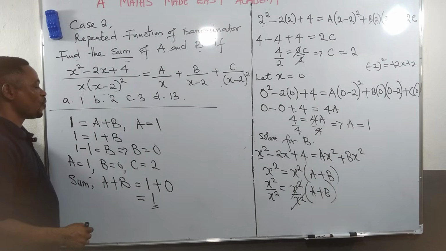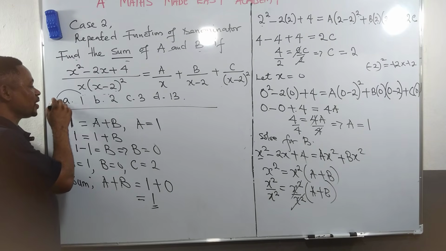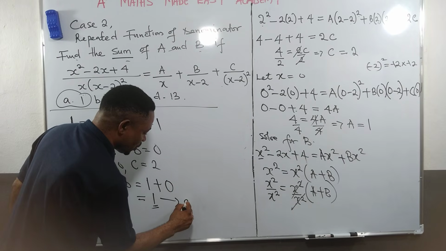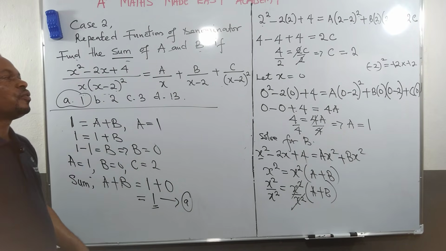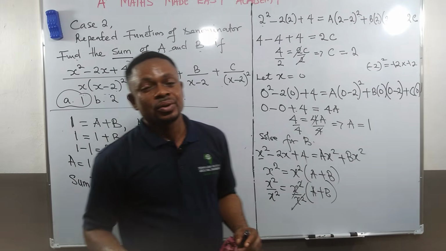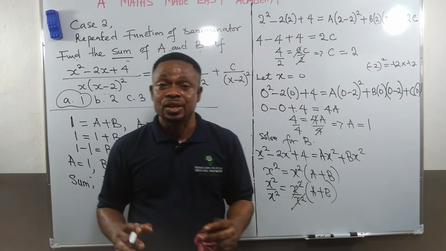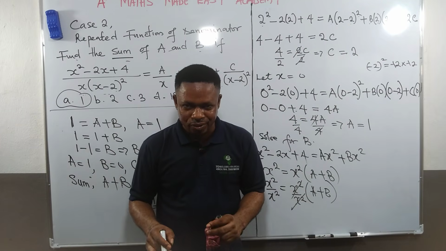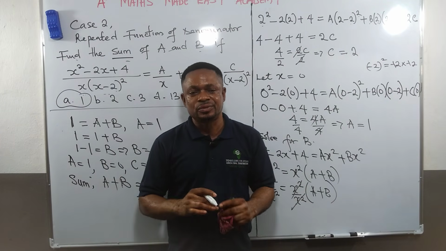Is there anything like 1 in the options? Yes. The correct answer in the options is option A. So that is how to solve problems under case 2, as far as partial fractions are concerned. And that one is called repeated linear function. What did I say? Repeated linear function.